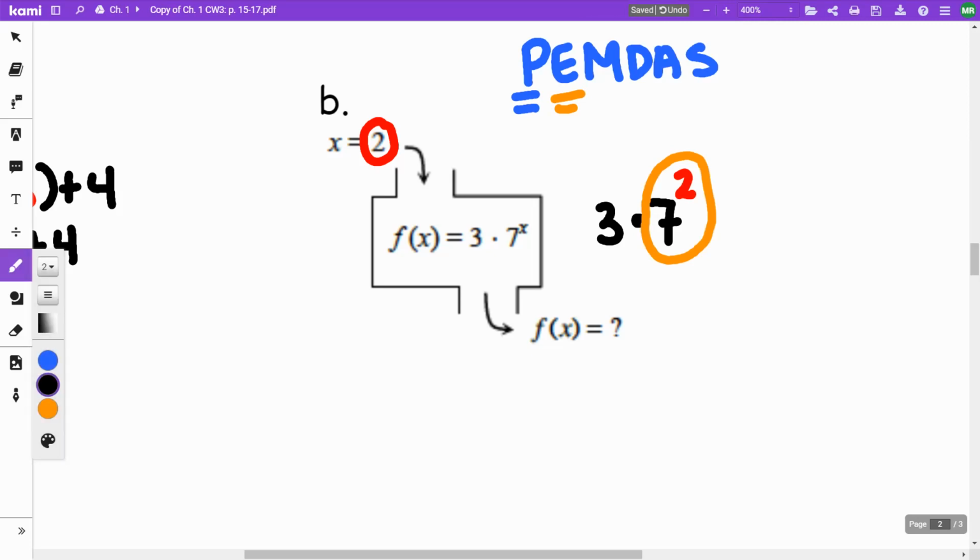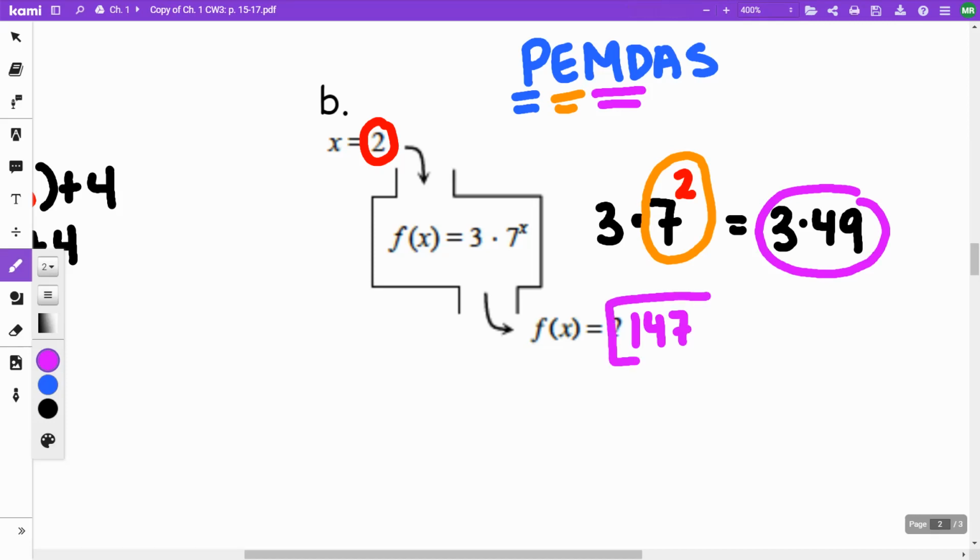That's going to give me a 49. Then I do any multiplication and division. They're the same level, so I would do them from left to right. I've got some multiplication here, so I'm going to take 3 times 49, and 3 times 49 is 147. And that's my answer. So you have to be careful. Do not take 3 times 7 and get 21 and then square that. That's not what this is asking.